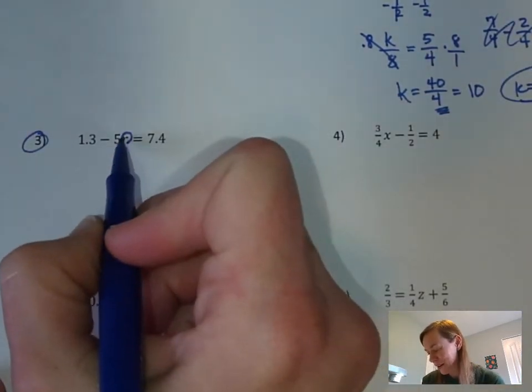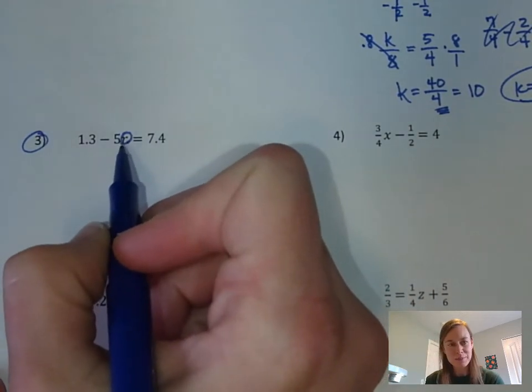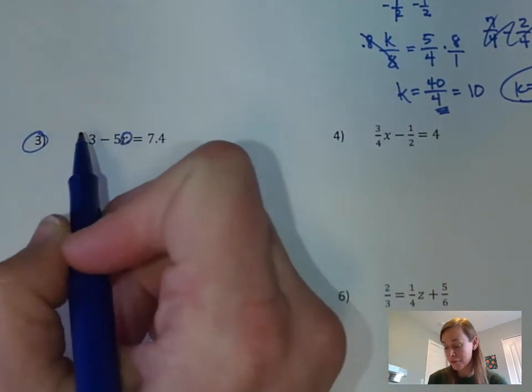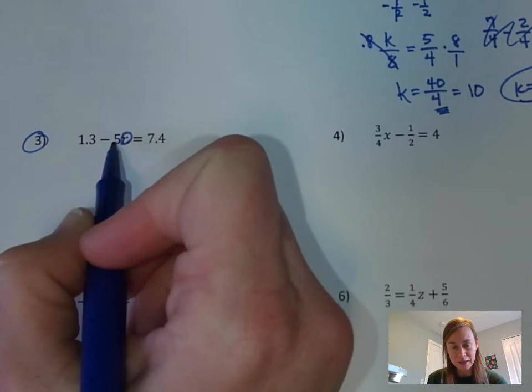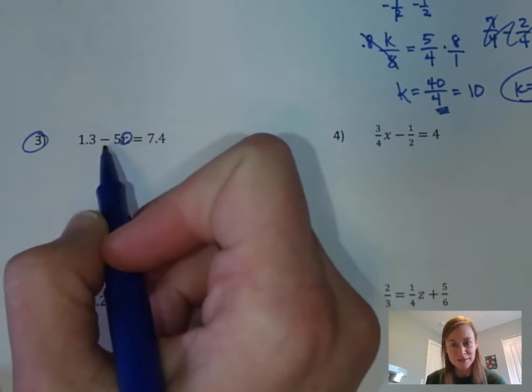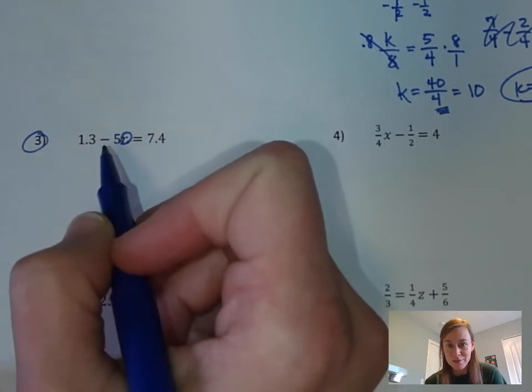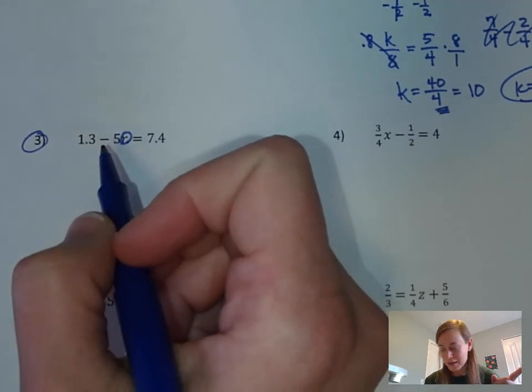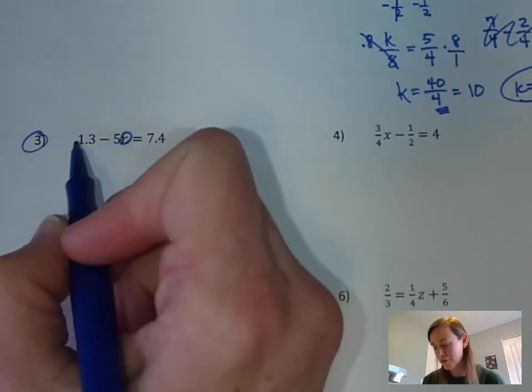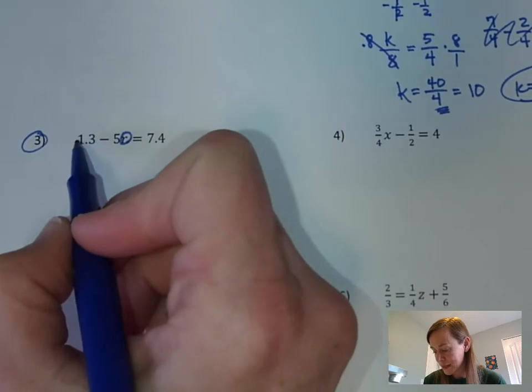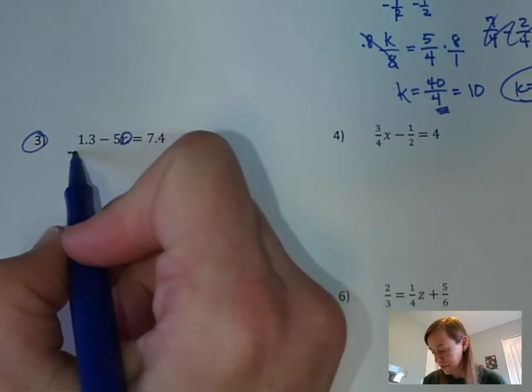So we have an r here. That's what we want to keep on this side. We need to get rid of the 1.3 and the minus 5. Which one do we get rid of first? If you said 1.3, you are correct because it is separated farther away from that r. So let's get rid of it by subtracting it.